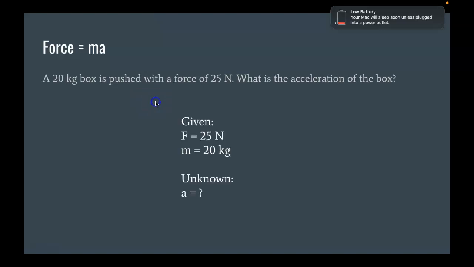Again, pause the video if you'd like and try to work this one out. Okay, so here's what you're given. Force of 25 newtons, mass of 20 kilograms. The unknown is acceleration. Again, we're going to use that same equation as before, F equals ma. If we plug in our numbers, we have 25 for the force and 20 for the mass. What you want to do here is divide both sides by 20. If you divide this side by 20, the 20s cancel out. If you divide the other side of the equal sign by 20, 25 divided by 20 is 1.25. And that's the acceleration of the box.